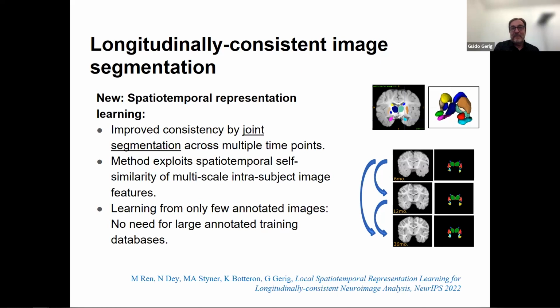We have data over time. Here I have three time points, and we wanted to segment the subcortical structures. We published this paper with Lee David and our group and Martin Styner at the UNC. So, can we improve segmentations if you use a longitudinal deformation?